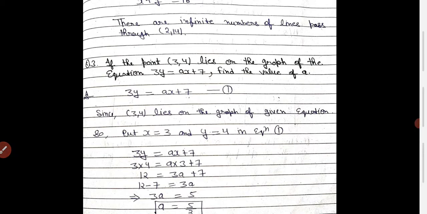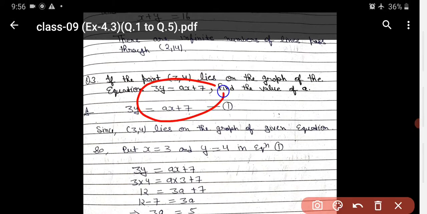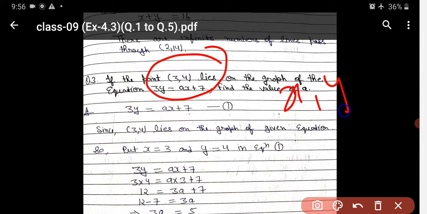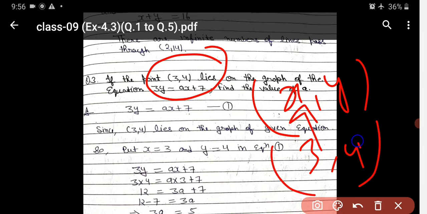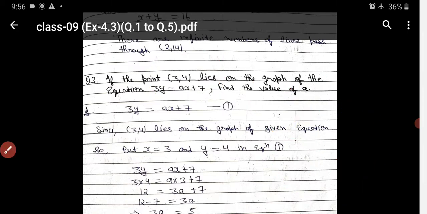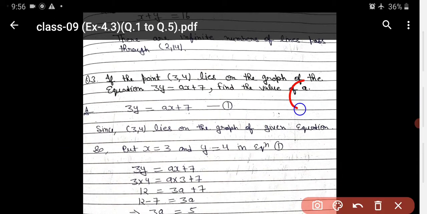Now come to the third question. If the point 3 comma 4 lies on the graph of the equation, one equation is given here and this point lies on the graph, it means that this point satisfies this equation. Find the value of a. So in this equation, the point is 3 comma 4. 3 comma 4 means x comma y, that is 3 comma 4. So in place of x you have to put 3, in place of y you have to put 4, then you will get your answer. You have to find the value of a, and this point lies on the given equation. So just write 3y is equal to ax plus 7 as your first equation.